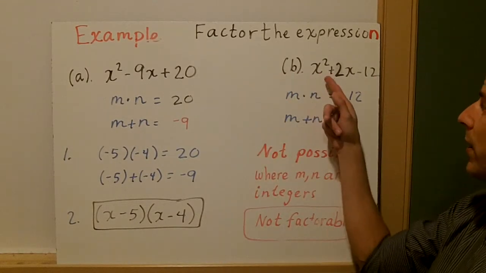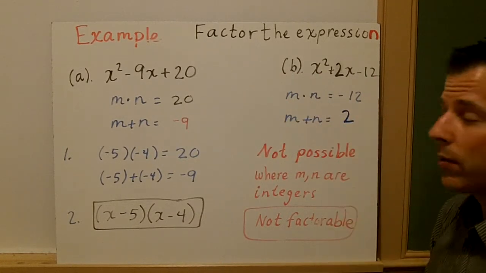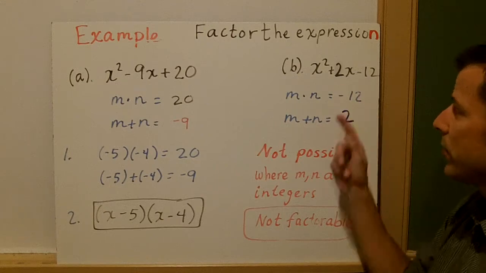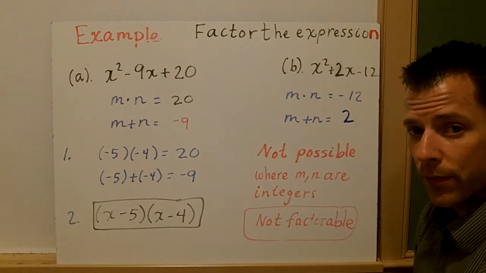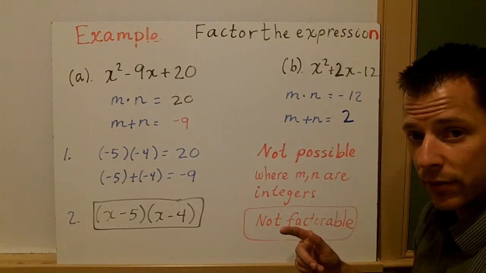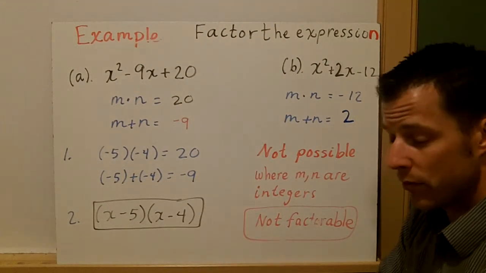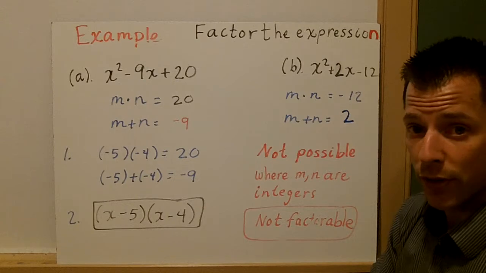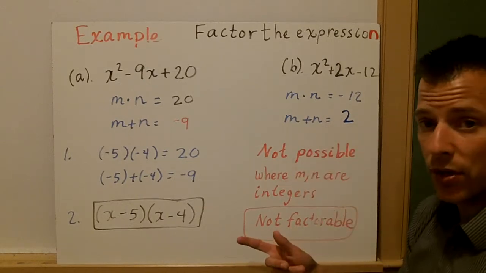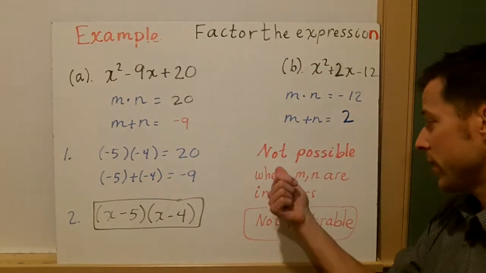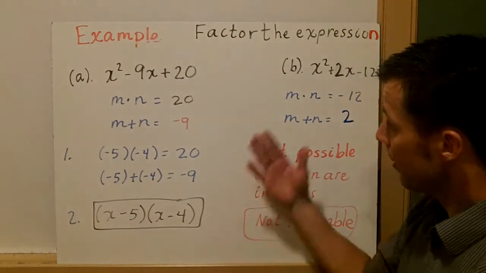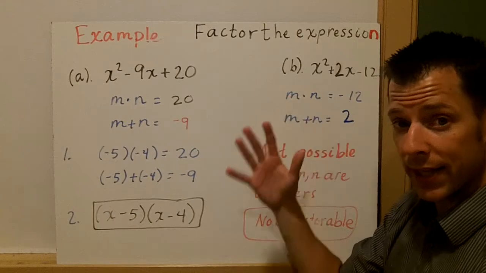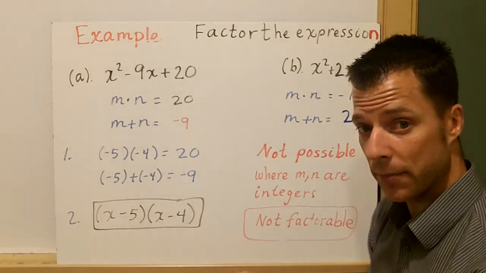So in part B we have x squared plus 2x minus 12. So I'm looking for two numbers whose product is negative 12, whose sum is 2. That's not possible. I think of the factors of 12: 12 and 1, 6 and 2, 4 and 3. None of those add to be 2. So I can't factor this. So we say this is not possible, or we say it's not factorable. So I wanted to show you real early on that not everything is factorable, and that's okay.